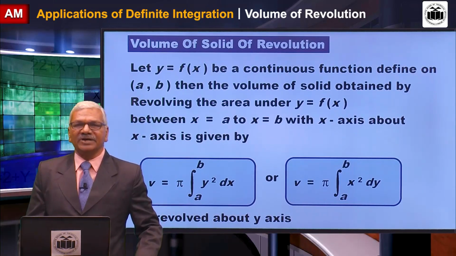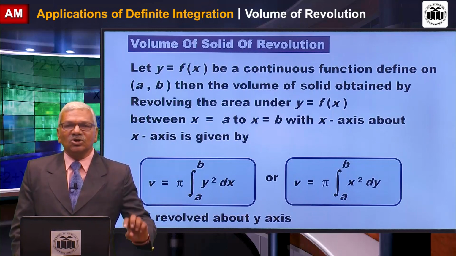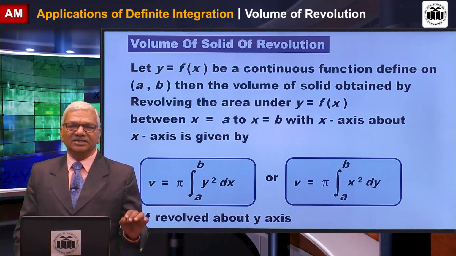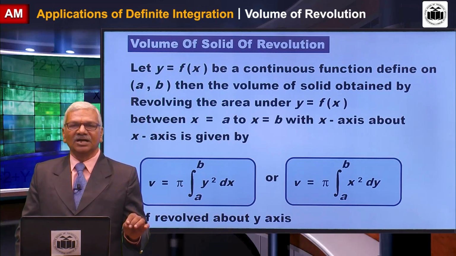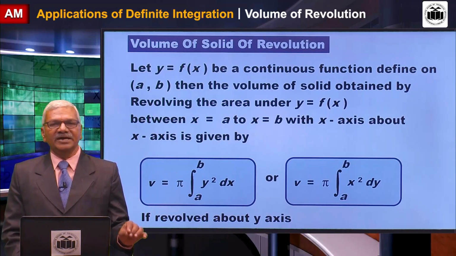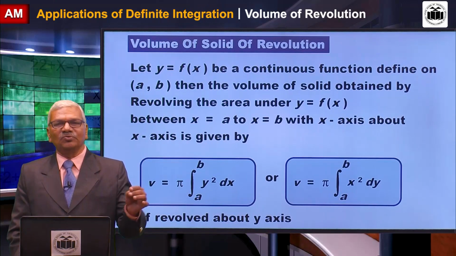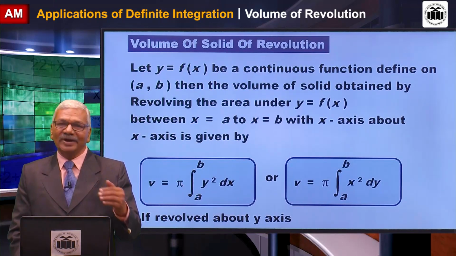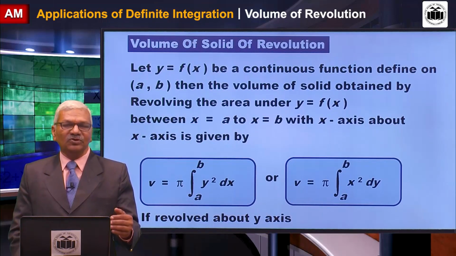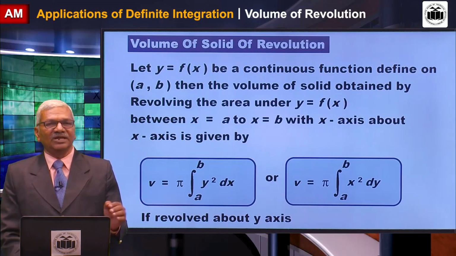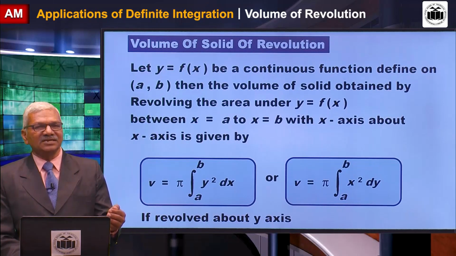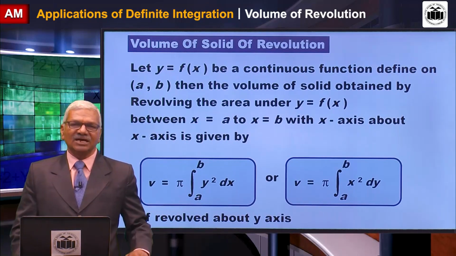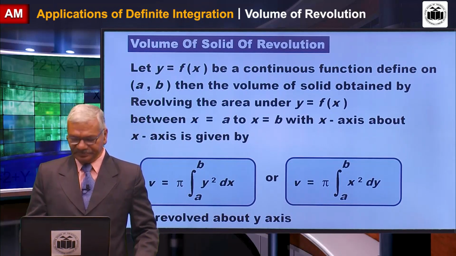Now, sometimes it is about y-axis. Then in that case, there is a small change in the formula, that is V equals pi integration a to b x square dy if it is revolved about y-axis. So be careful in examination whether it is asked about the x-axis or about y-axis. In general, it is asked about x-axis.